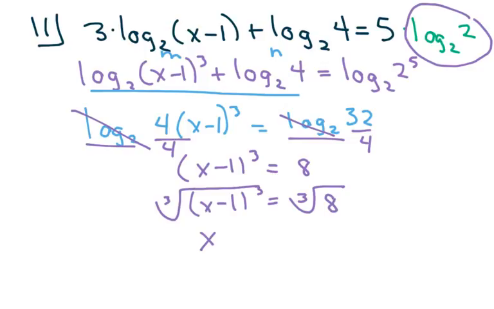So you get x minus 1 equals 2, and so x equals 3. Go ahead and check. The only place we can check it is right here. So when I put a 3 in here, 3 minus 1 is 2, and that is indeed a positive number. So our solution set is 3.